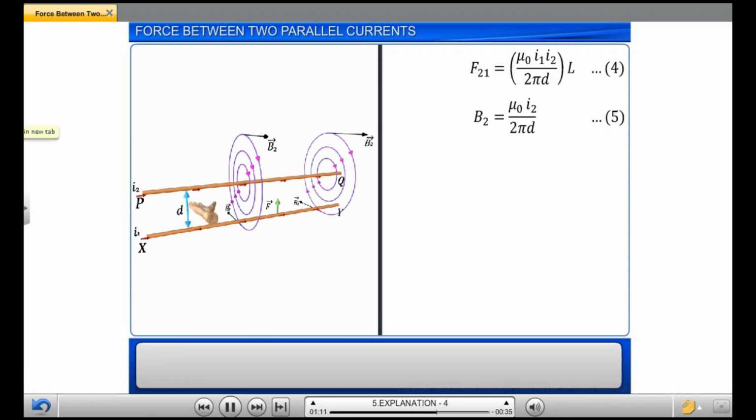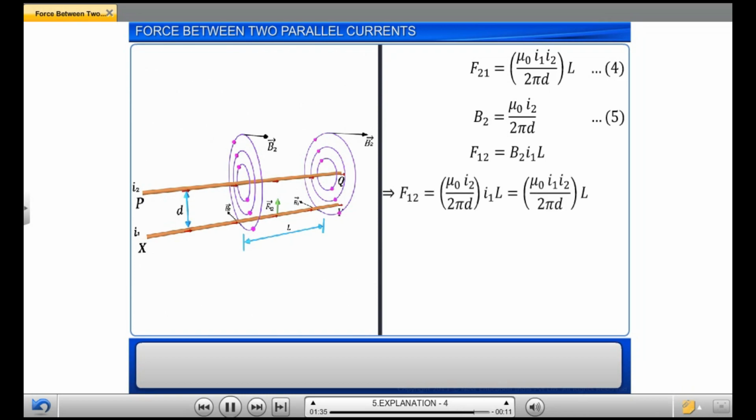The direction of the magnetic induction due to current I2 through PQ can be found by the right-hand rule. The magnitude of the force acting on the segment of conductor XY of length L due to the magnetic field produced by the current through conductor PQ is F12 equals B2 I1 L, which is equal to mu naught I1 I2 by 2 pi d into L. Let this be equation 6.